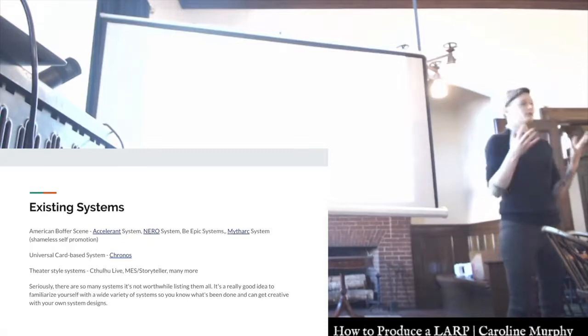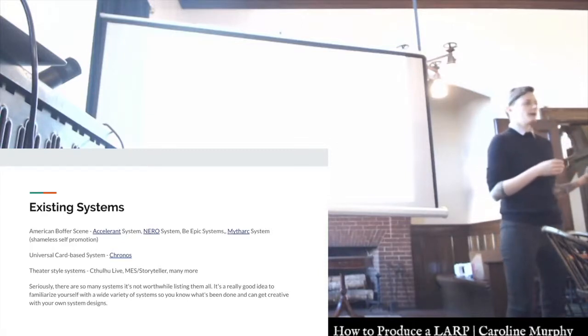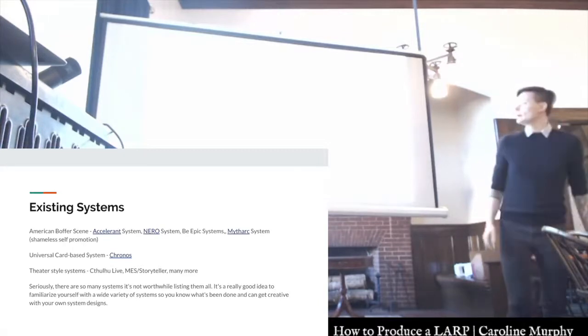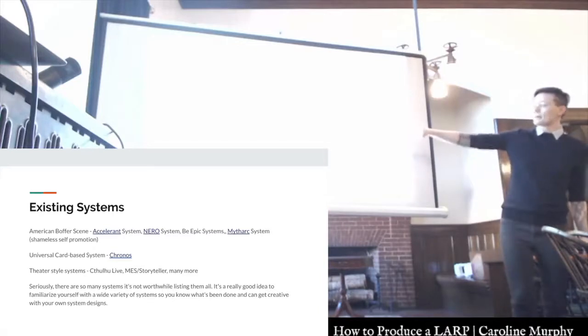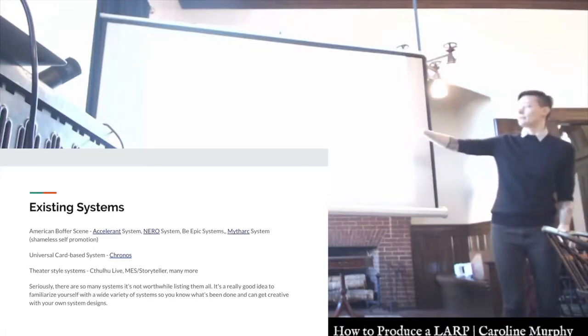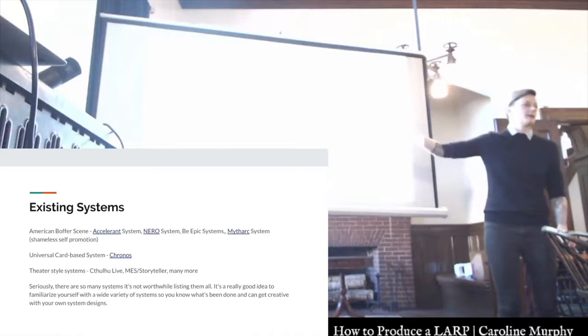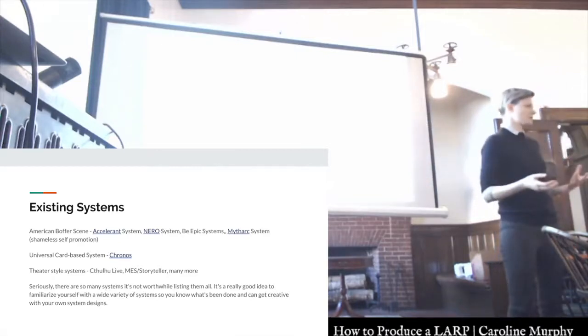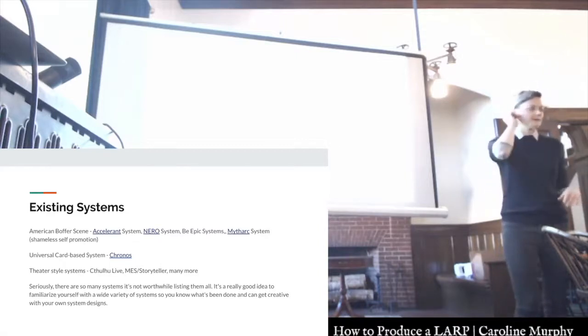But there are a bunch of other systems that come from the indie RPG scene, and I would say that looking at indie RPG systems as inspiration for different mechanics that you can incorporate is a great way to go. Be Epic has a system that is a variant of Accelerant, which is a variant of Nero. A lot of these things tend to have similar structures and similar kinds of mechanisms.